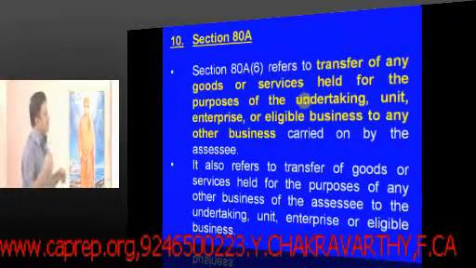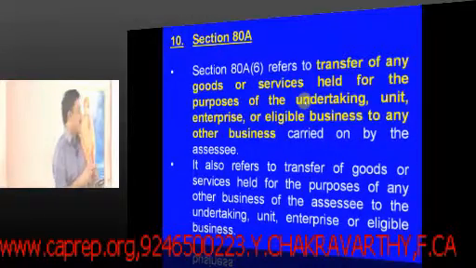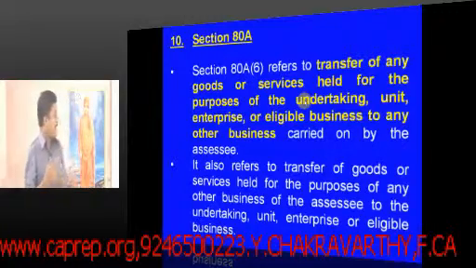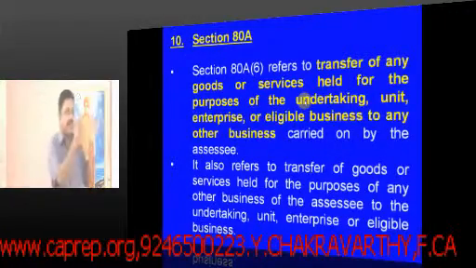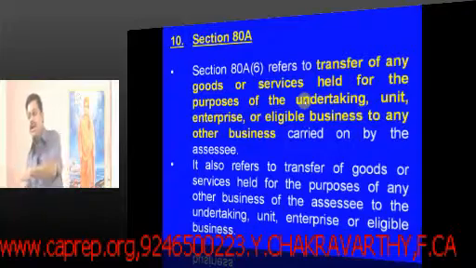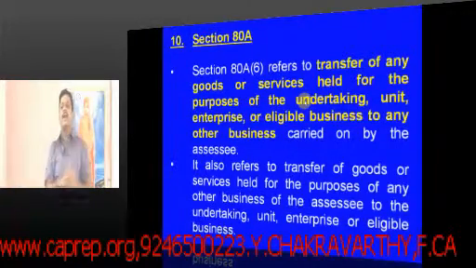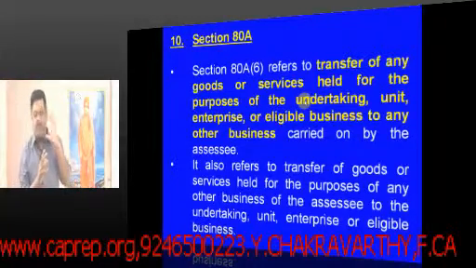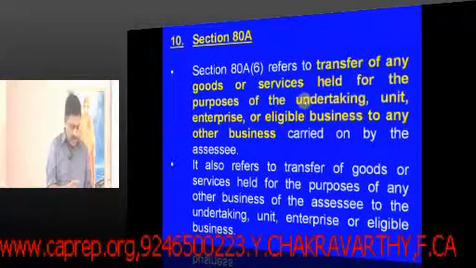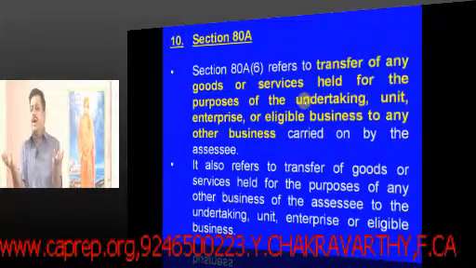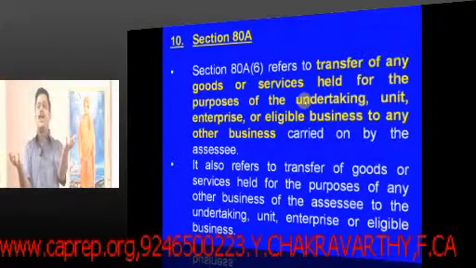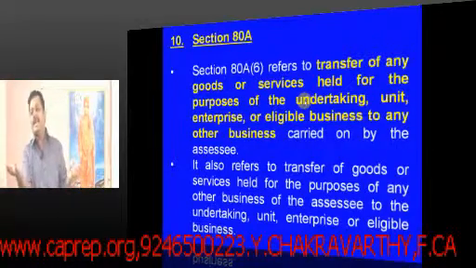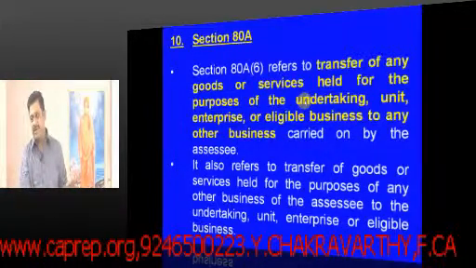It also refers to the transfer of goods or services held for the purpose of any other business of the assessee to the undertaking or unit, enterprise or eligible business. So transfer from this undertaking to the other business, or from the other business to this particular undertaking. See, what will happen is, I have got two undertakings. One has got 80IA(6) eligibility, another doesn't have 80IA(6) eligibility.